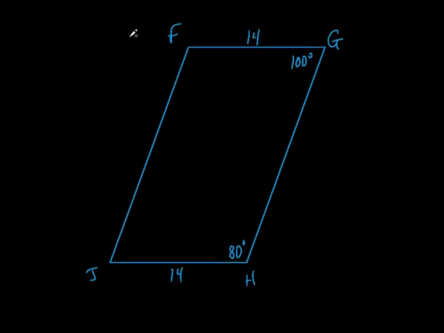Good thing we did the example because I forgot a few things here. So let's take a look. This is 100 degrees, right? And this is 80 degrees. So what does that tell you? We already know that these two sides are equal to each other. But what does the 100 and the 80 tell you? They're supplementary, which means what? If these two are supplementary, this would be your transversal right here, wouldn't it? So that must mean what? FG is parallel to JH.